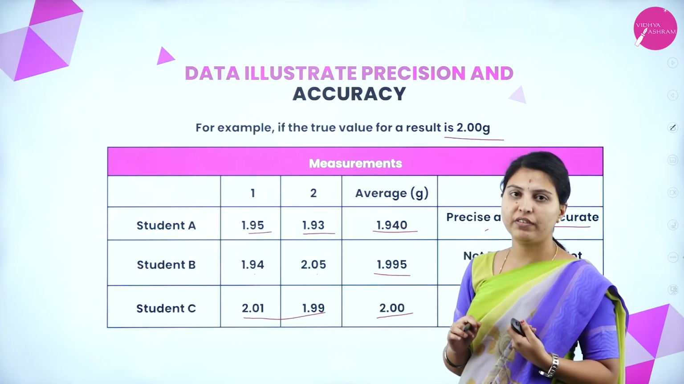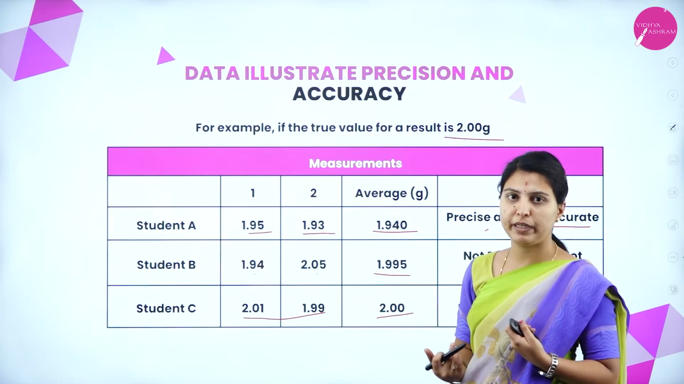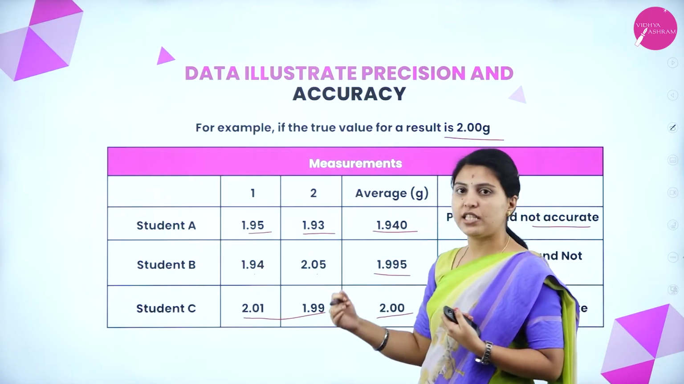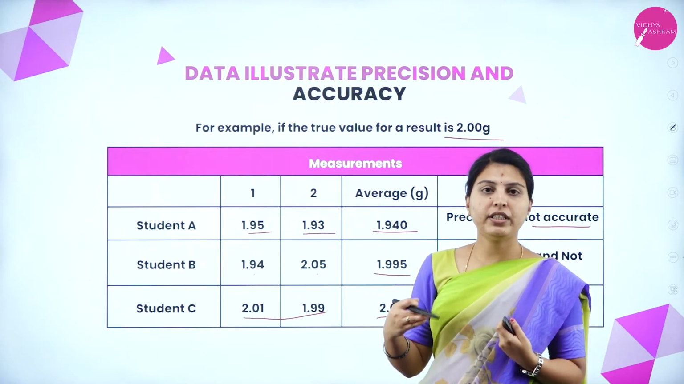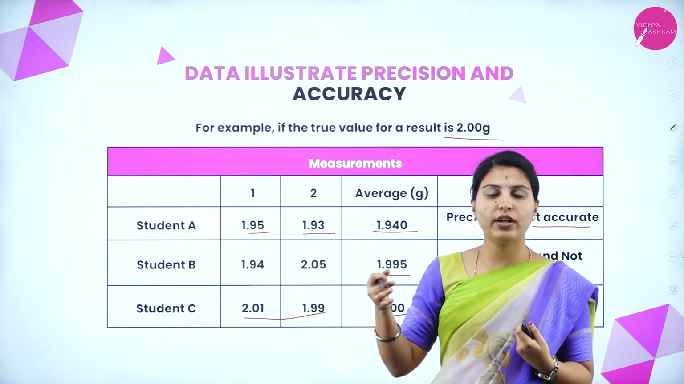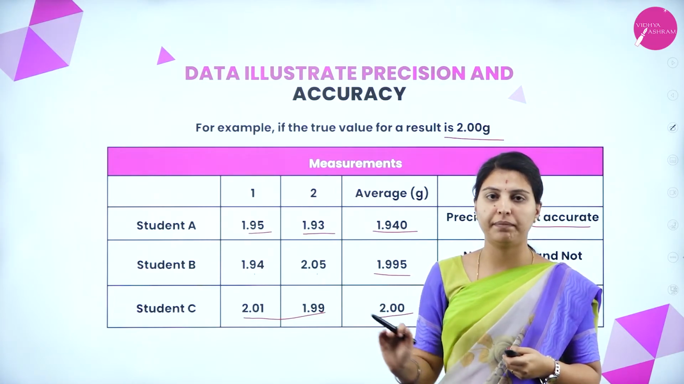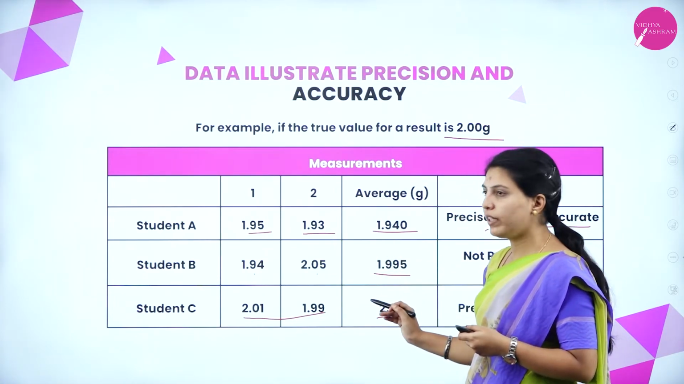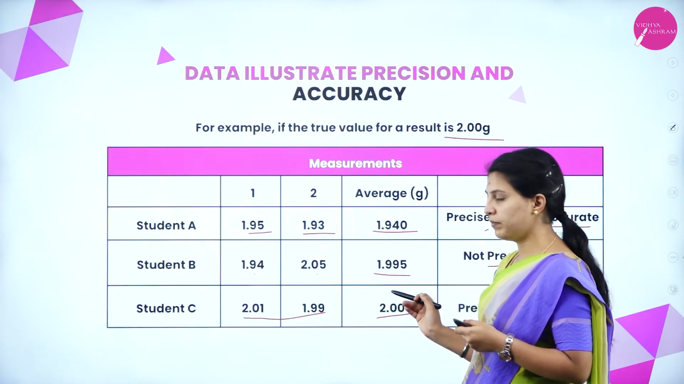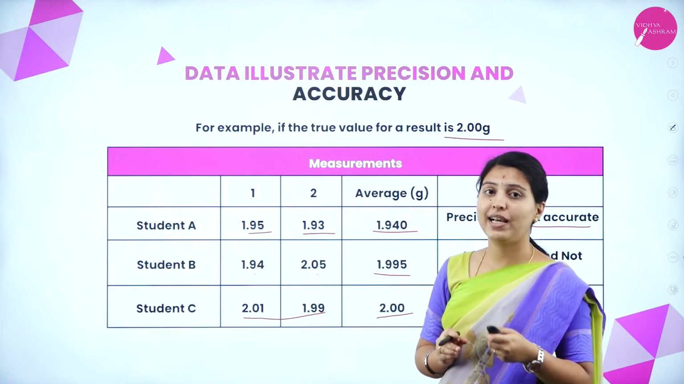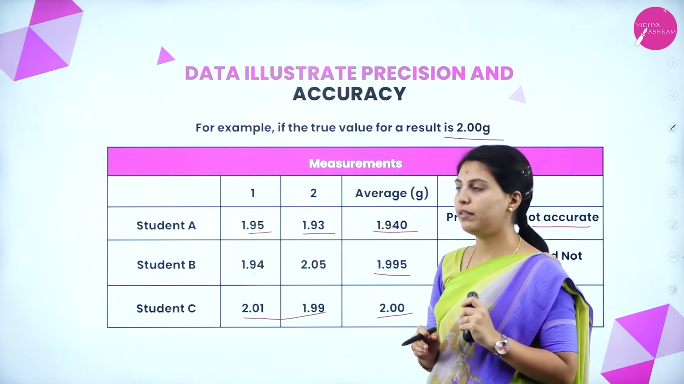What you have to observe here is that whenever you are doing experiments, your answer should be precise as well as accurate. Whenever your answer is precise but not at all accurate, your marks will also get deducted as such. That's why whatever result you get while doing the experiments, your answer should be precise as well as accurate to get complete marks.